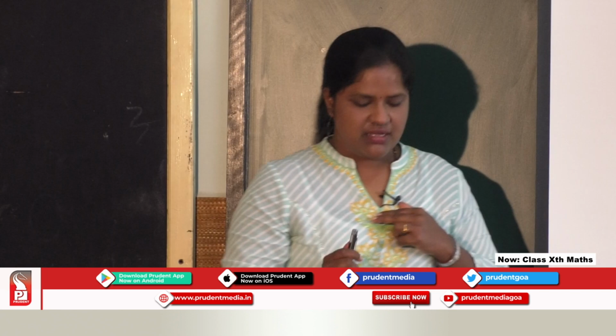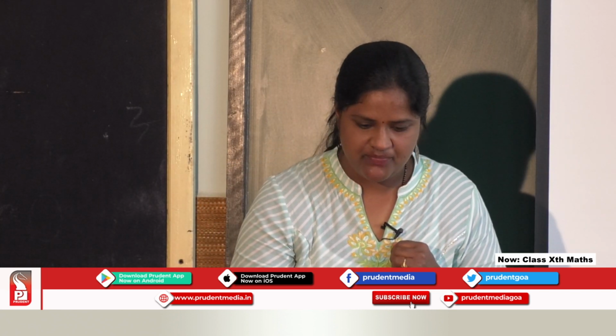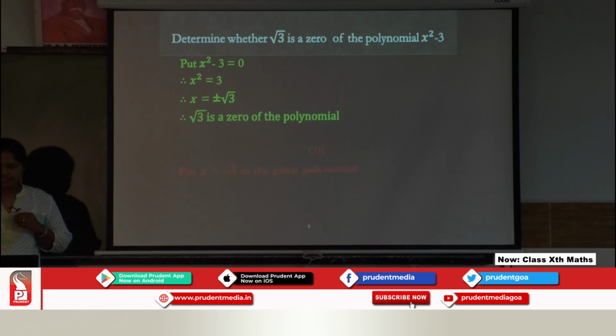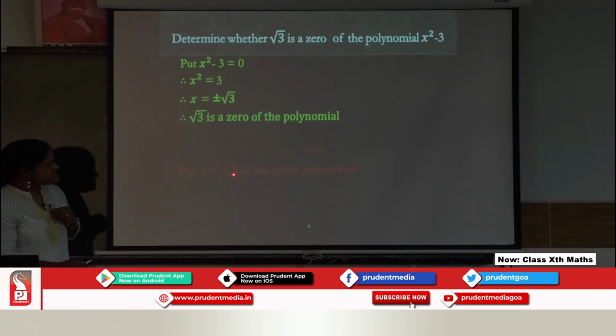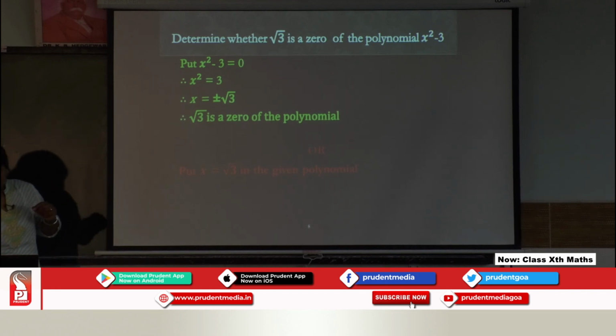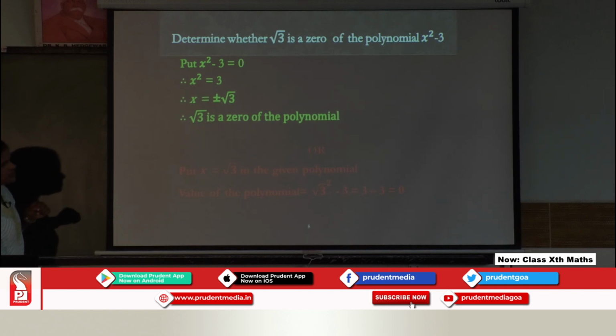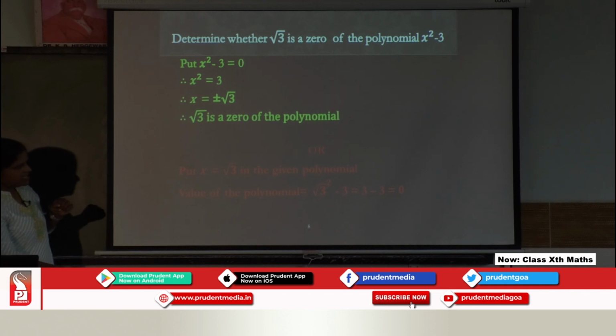But this is just one method. I will show you also an alternative method. You can go in reverse order. Put x is equal to root 3 in the given polynomial, the way we had done earlier. So what do you get? The value of the polynomial, what do you get? So x square means root 3 square minus 3 is equal to, now root 3 square is 3, minus 3. So 3 minus 3 is 0.